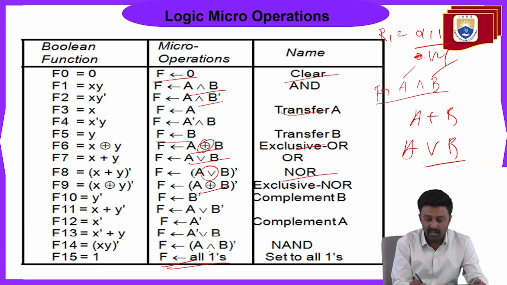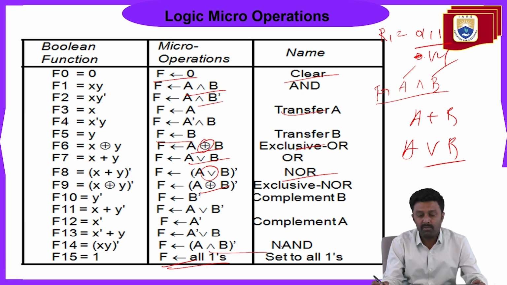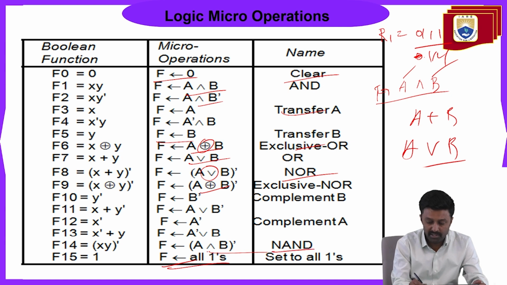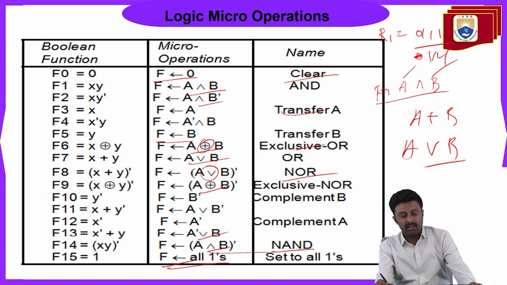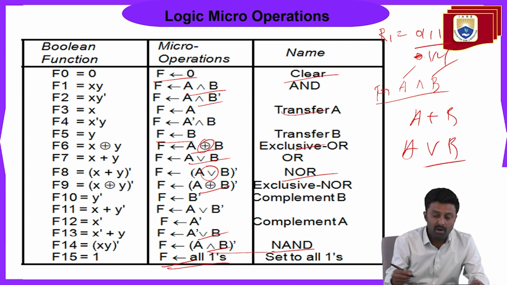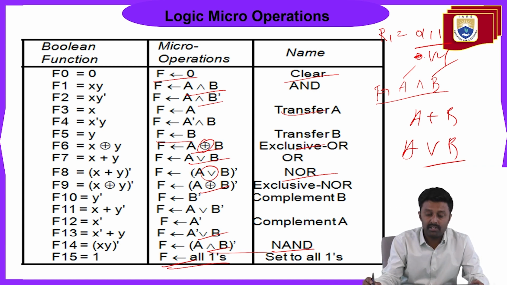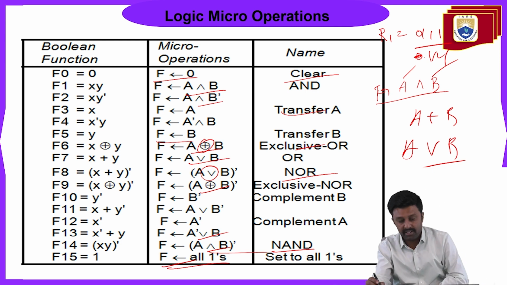So the table shows the different micro operations like AND, OR, NOR, XOR, NAND. For NAND operation, this symbol is used. To complement the number, this symbol is used. So with the help of these notations, the logical operations are performed inside the computer architecture.